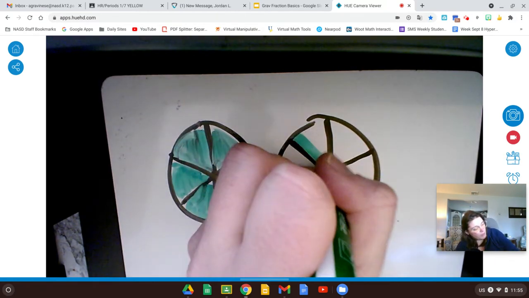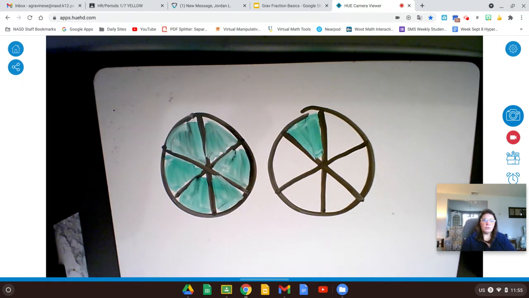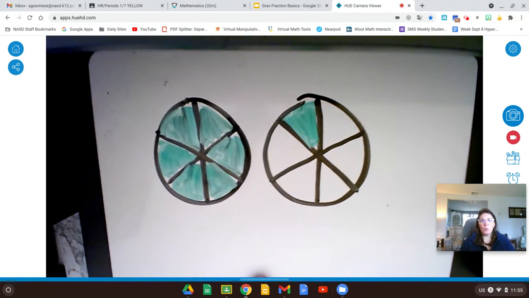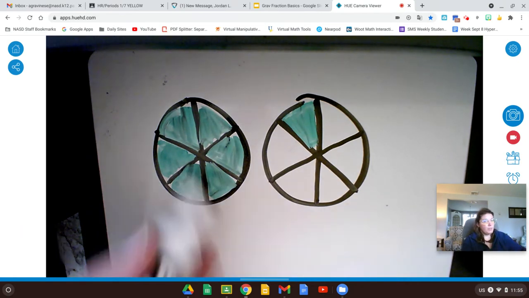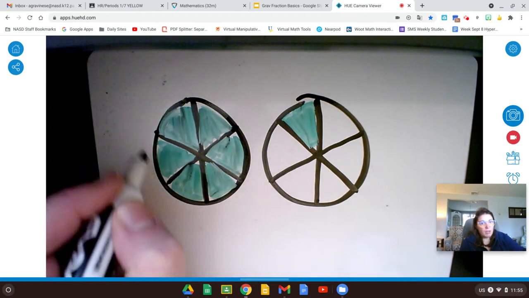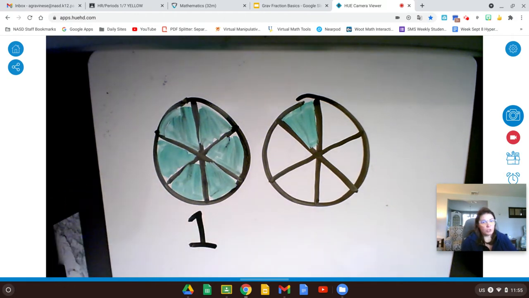And the second model is showing one part shaded in. And we can say that one slice of that pizza was eaten. So because we are dealing with more than one whole, we can write this both as a mixed number and as an improper fraction. So let's figure out what this is equal to. In my first model here, I have the entire amount shaded. I have one whole shaded in.